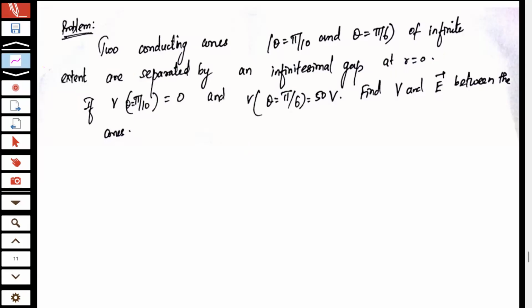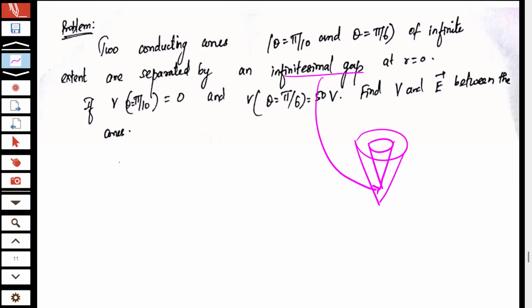So I can graphically show what it is saying. One cone and another cone. These two are not touching each other. Some infinitely small gap is there at r equal to 0. And one is at an angle of pi by 10, another is at an angle of pi by 6.